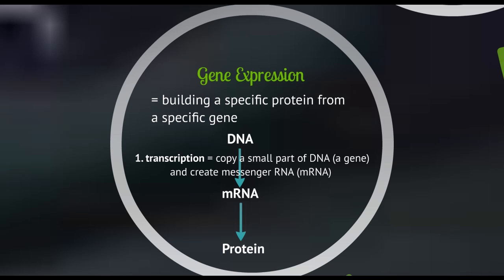The first step is called transcription. And transcription is when you copy a small part of DNA, which is a gene, and create a piece of messenger RNA from that. And we abbreviate messenger RNA as mRNA. Then you take the messenger RNA and you go through a process called translation. And translation is when a ribosome reads the messenger RNA and uses that to build a string of amino acids. And of course, a string of amino acids will fold into a completed protein. So two key parts, transcription and translation.